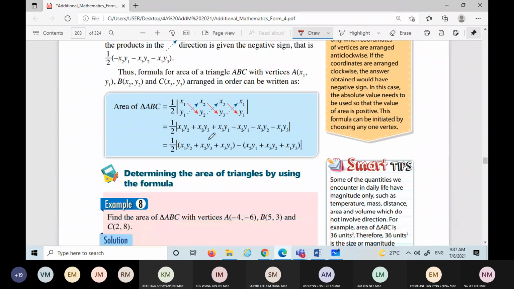So this is a summary. You don't have to memorize this. This one actually is quite easy. After I show you the example with numbers, maybe you will be more clear.